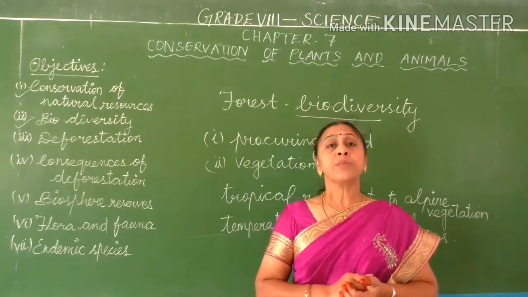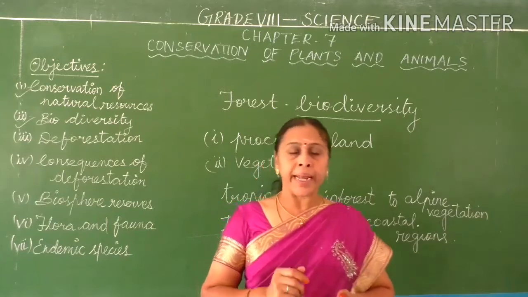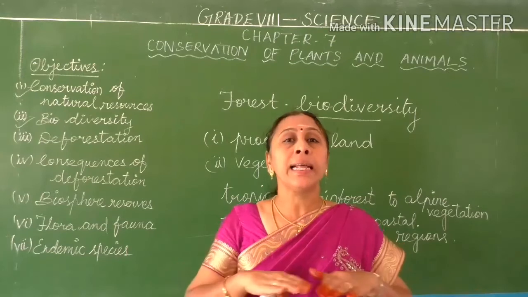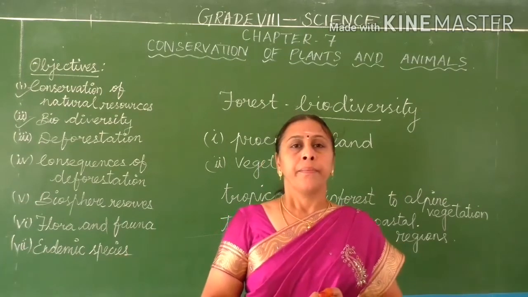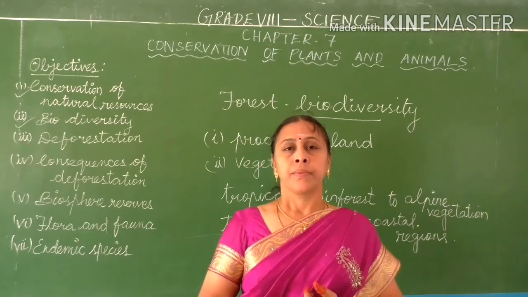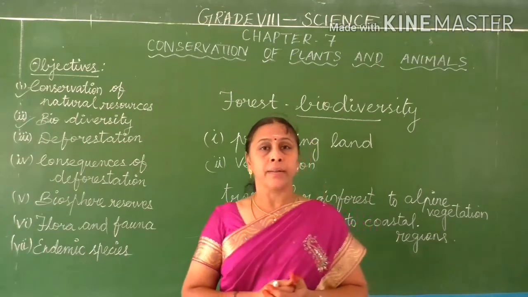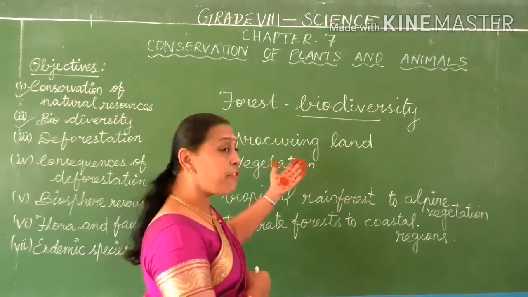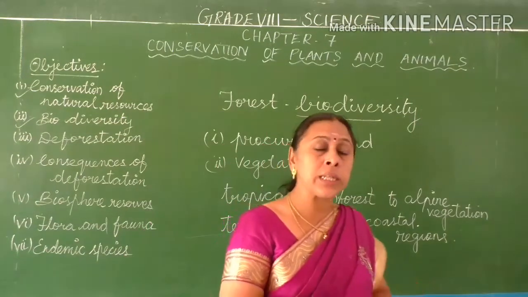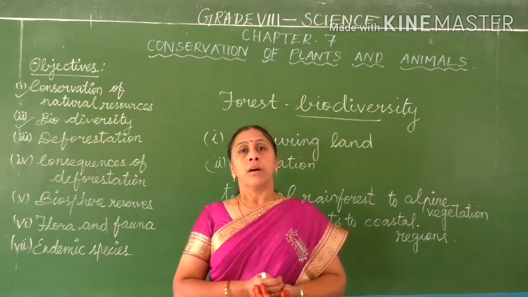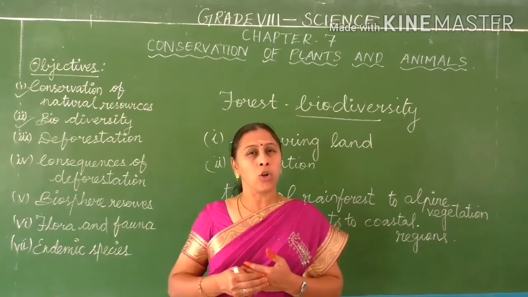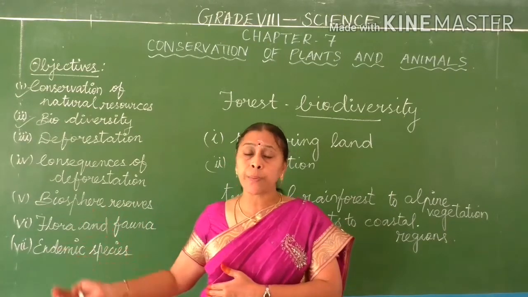Next, this biodiversity should be maintained, or else what will happen? The ecological balance will not be there. Ecological balance will be destroyed. That means for our needs, not only for procuring land for living and for vegetation, we depend on forest for fuels also. We are cutting down trees. We need wood for fuel purposes. Not only for that, for various industrial purposes also.